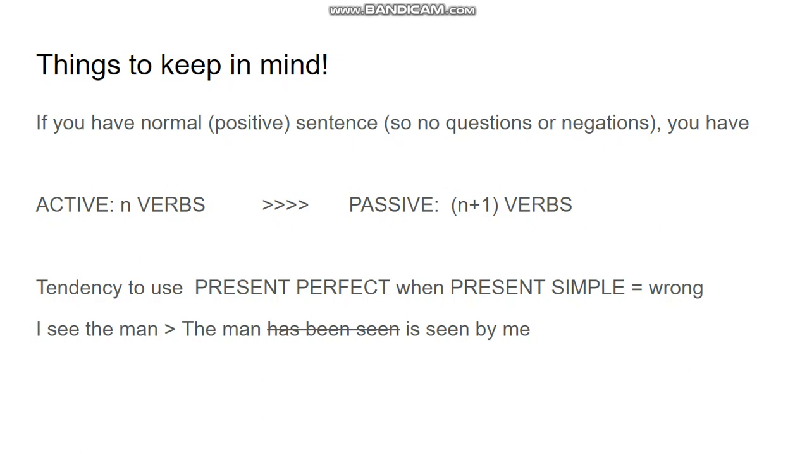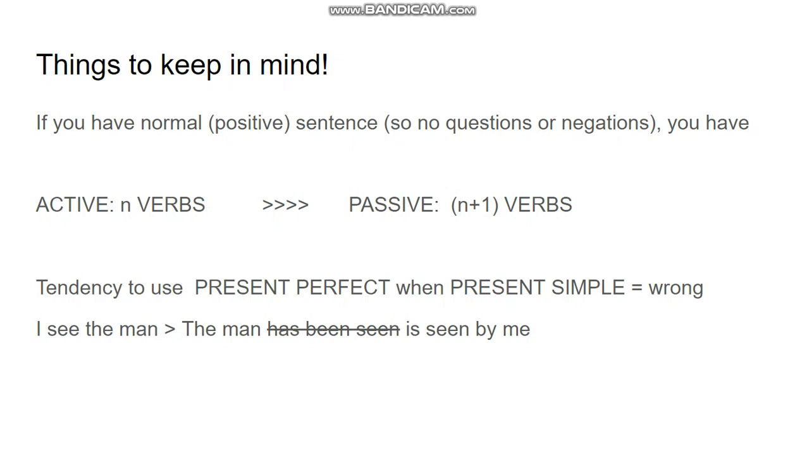A few things to keep in mind for you. If you made mistakes in the exercises, it's a good thing to think about the fact that your active sentence normally has one verb less than your passive sentence. So if your active sentence has one verb, your passive will have two. If your active sentence has two, your passive will have three.